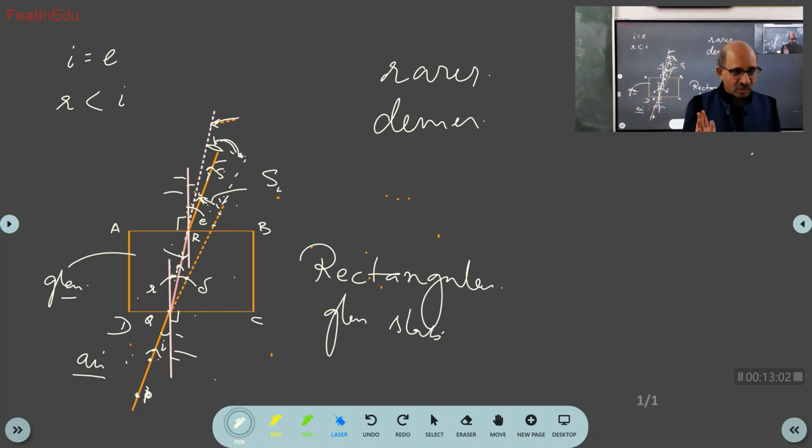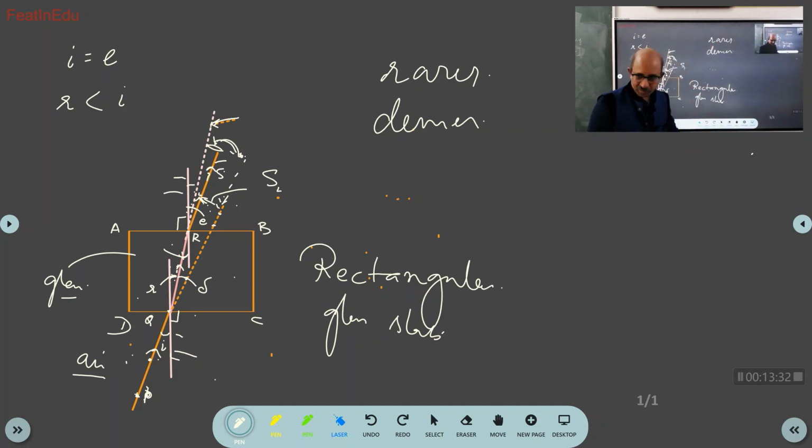So what is your conclusion here? When a light ray travels from rarer to denser medium, it bends towards the normal. When a light ray goes from denser to rarer medium, it goes away from the normal. And there is a lateral shift of the light. For the emergent ray, the angle of emergence is equal to the angle of incidence. These are all the observations from the experiment that we conduct. So this is the first experiment.